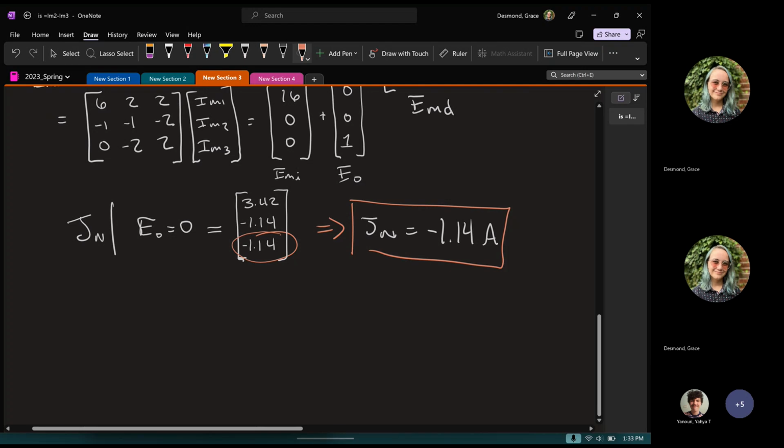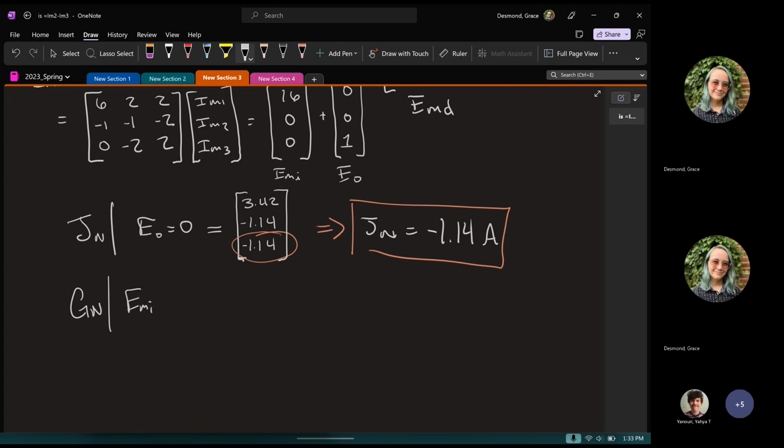And now let's find our GN, which is equal to, with EMI equal to 0. What y'all got? I got, assuming we put it in right, 0.07, negative 0.35, and 0.14. I got that too. 0.07, negative 0.35. That's good. Okay, cool.